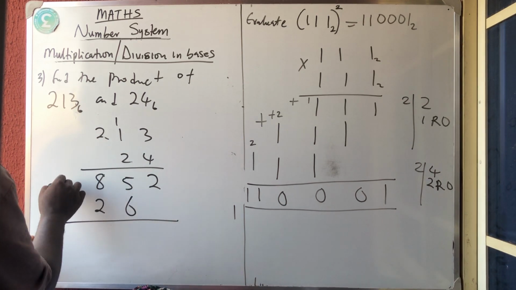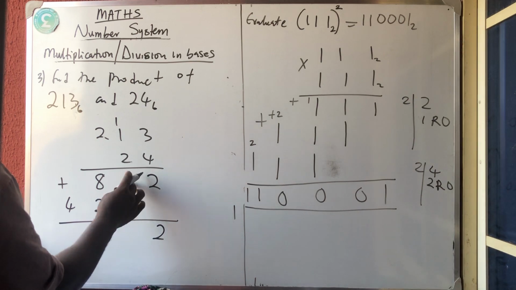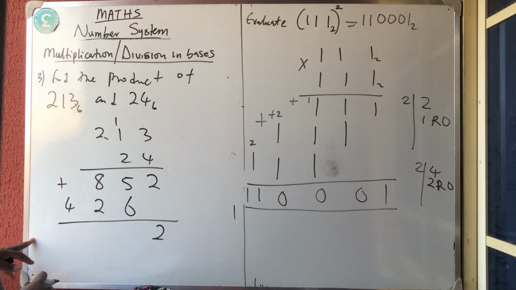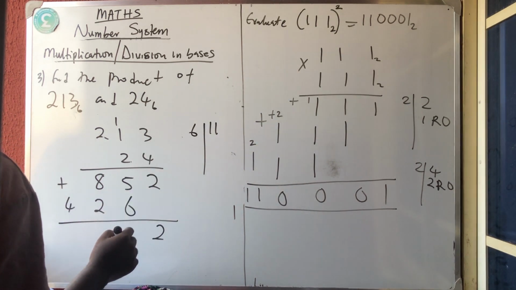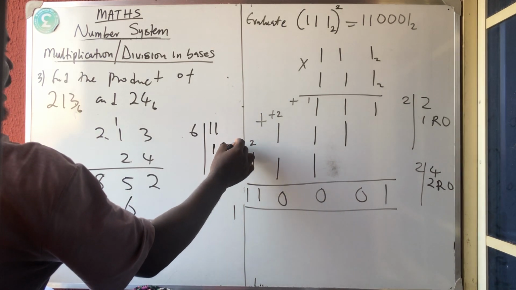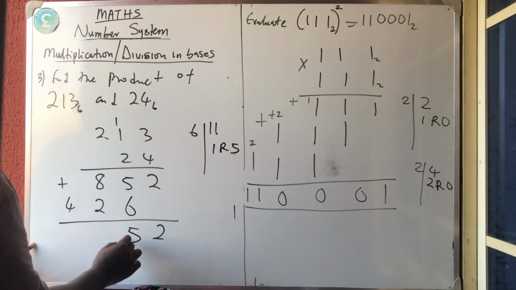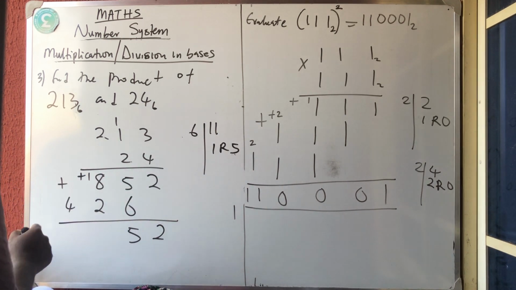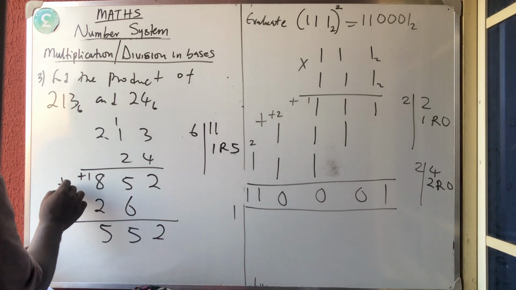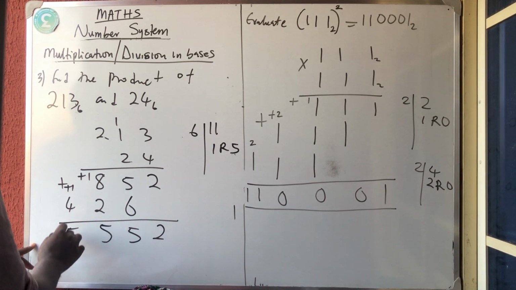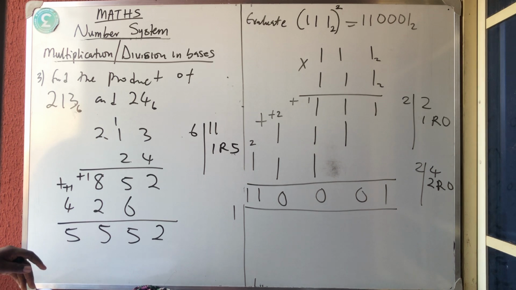Let's add. Bring down 2. This plus this is 11. I cannot write 11 because it's in base 6. I will say 11 divided by 6, which is 1 remainder 5. So I'm writing that 5 as my remainder. Carry that 1 and put it here. This plus this is 10 plus 1, 11 again, which is 1 remainder 5. So 1 plus this is 5 again. So my answer is 5, 5, 5, 2.